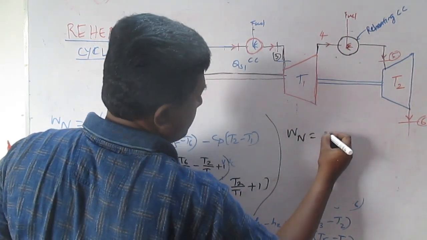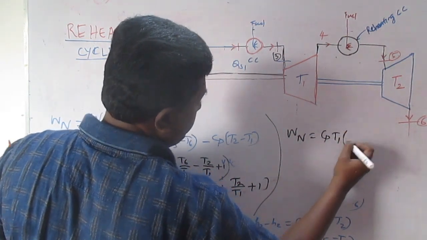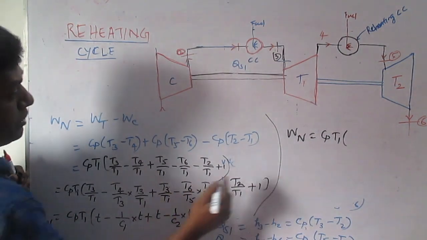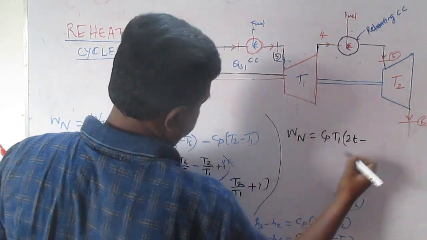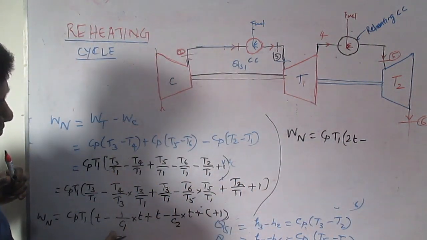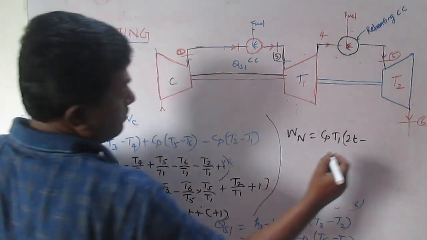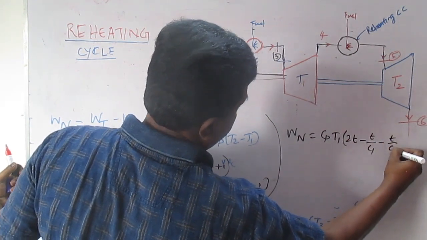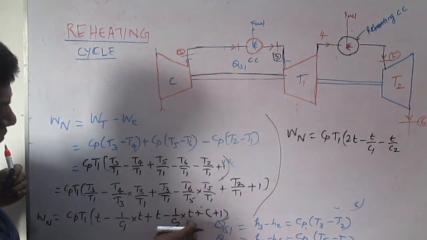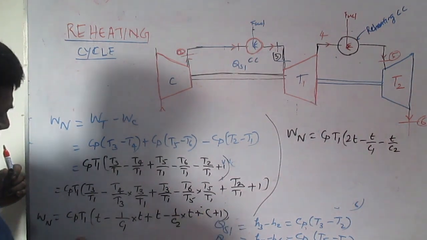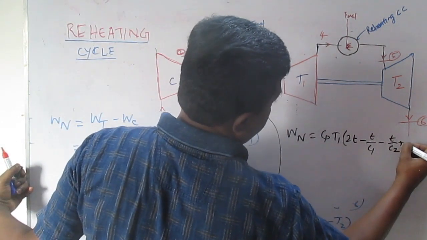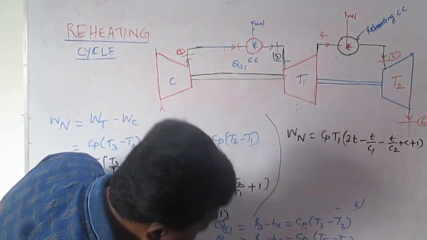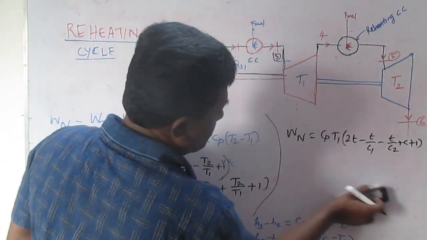Wn equal to Cp T1 into this one, you can write T plus T, we have a 2T, then minus this one, T by C1 minus T by C2. So we can write T by C1 minus T by C2, then we have a plus C plus 1. This one we want to maximize, so in that case we have to go for the differentiation.